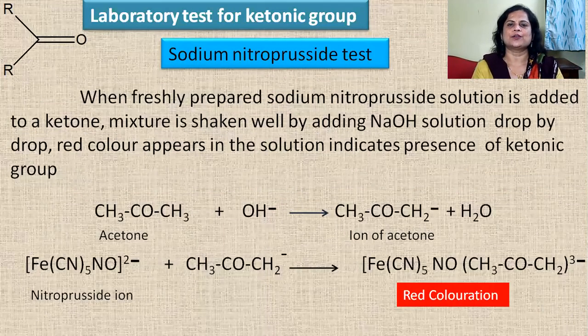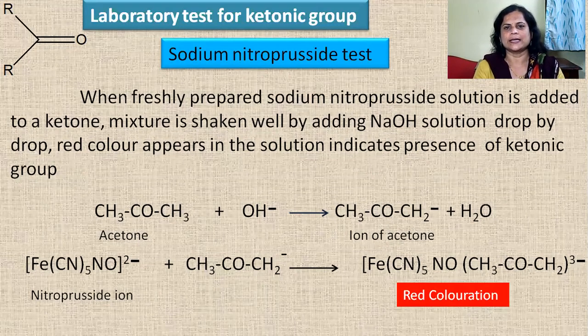The next test is for the ketone group. For the aldehyde group, you have studied three tests: Tollens' test, Fehling's test, and Schiff's test. Now the laboratory test for the ketonic group is the sodium nitroprusside test. When freshly prepared sodium nitroprusside solution is added to a ketone, we add NaOH solution into the mixture of sodium nitroprusside and ketone, drop by drop.